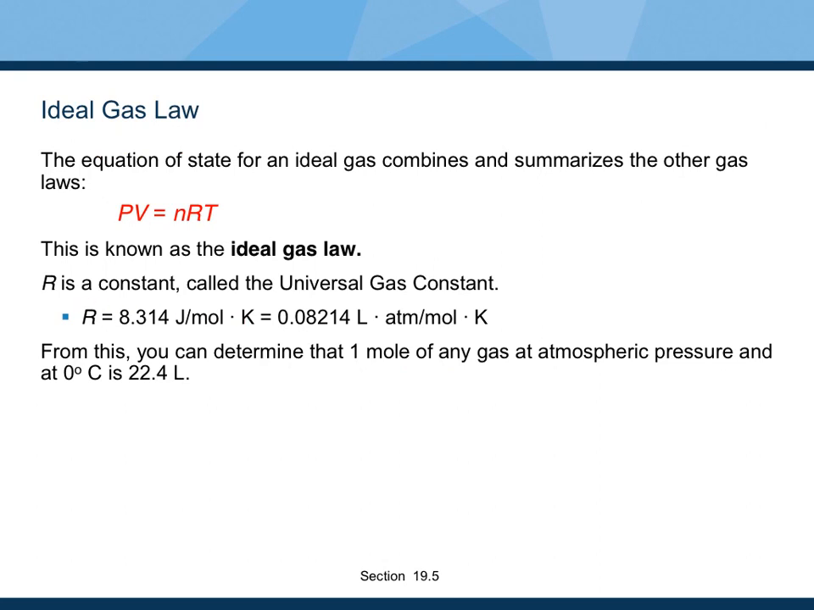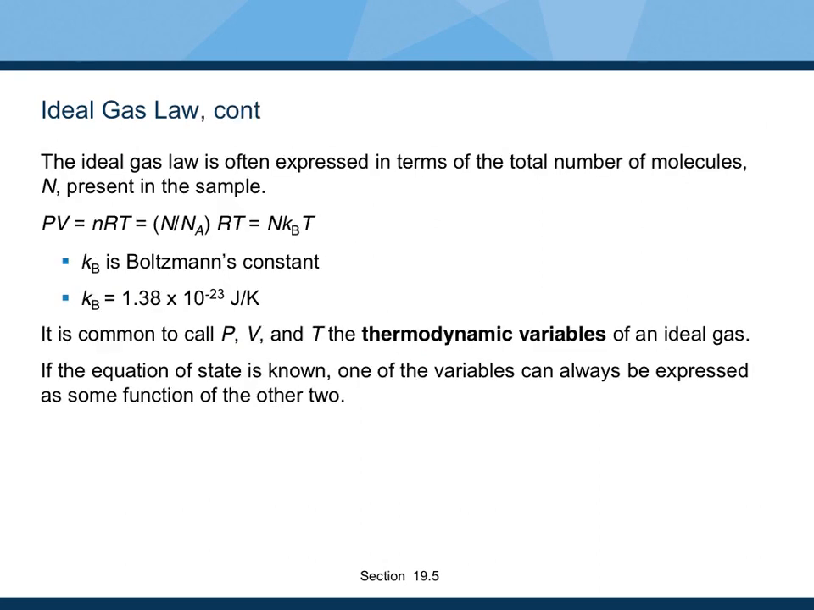From the ideal gas law, you can determine that 1 mole of any ideal gas at atmospheric pressure and 0 degrees Celsius is 22.4 liters. Instead of the number of moles n, we can also express the ideal gas law in terms of the total number of molecules, shown here, where the capital N is the total number of molecules, kB is the Boltzmann's constant, whose value is given right here.